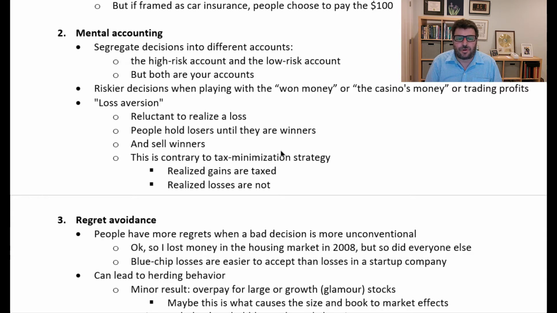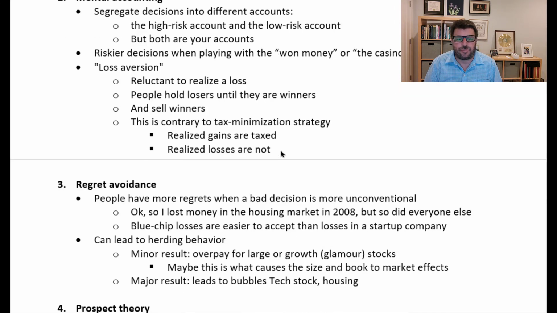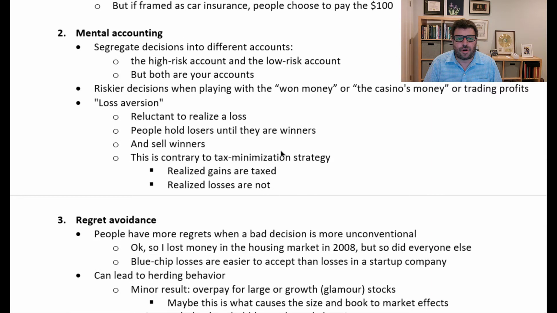The other is something called loss aversion, and this one's a little goofy. The idea is that people are reluctant to realize a loss. So I have two stocks, one went up and one went down, and they'll sell the winners, but they won't sell the losers. And this is contrary to a tax minimization strategy in which realized gains are taxed. I should actually not sell the winners. I should actually sell the losers, but people don't do it.